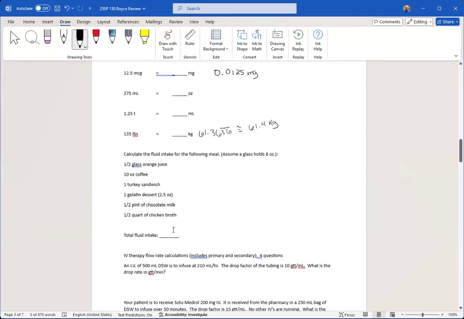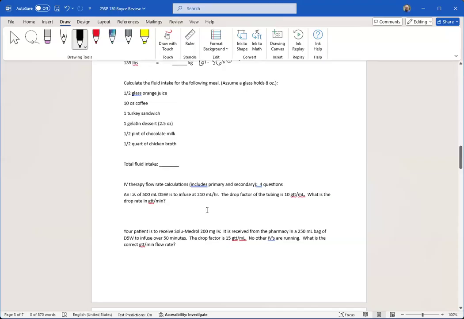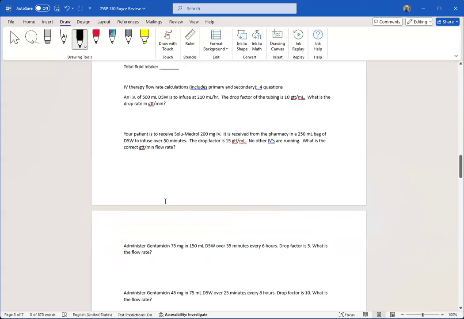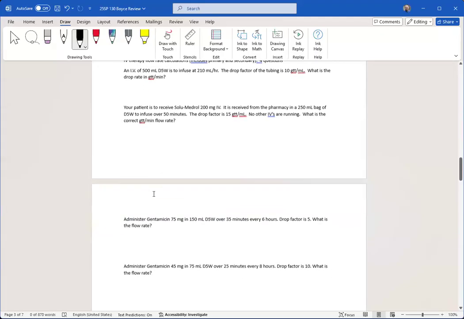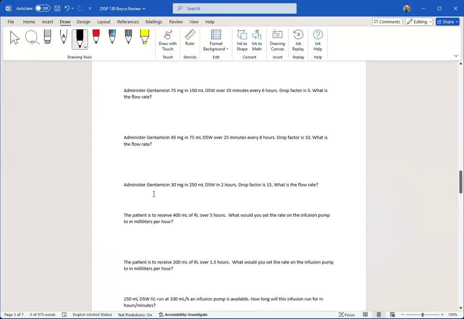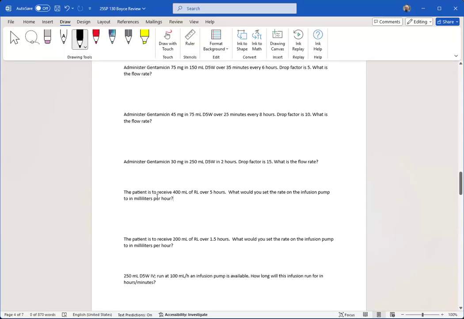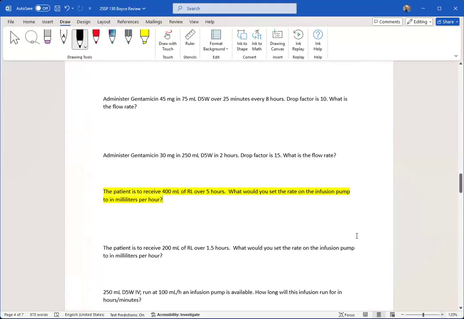All right. Before I get into these flow rate questions, I want to start with one that's a little bit less intense. There's a couple here, so I'm going to start with this one, which says that the patient is to receive 400 milliliters of Ringer's lactate over 5 hours. And we want to know what to set the infusion rate to.